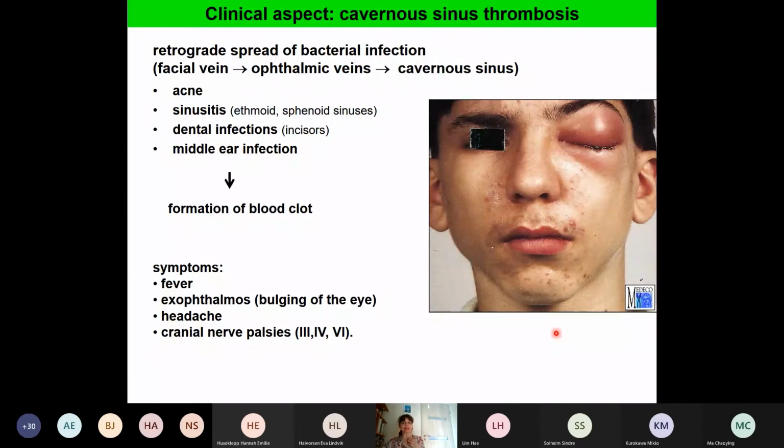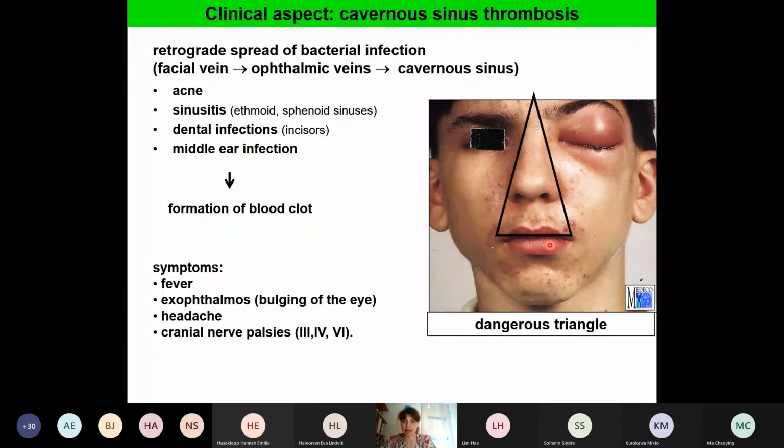And clinically, it is very important. For example, it can come to cavernous sinus thrombosis. That means formation of a blood clot within the cavernous sinus as a consequence of acne or sinusitis or dental infections or middle ear infections, because this bacteria can spread toward the cavernous sinus since we have an anastomosis between the facial vein and the ophthalmic veins. And as I mentioned, the ophthalmic vein has a connection to this sinus. So this is a dangerous condition, and this is that dangerous triangle where the infections can cause this condition.